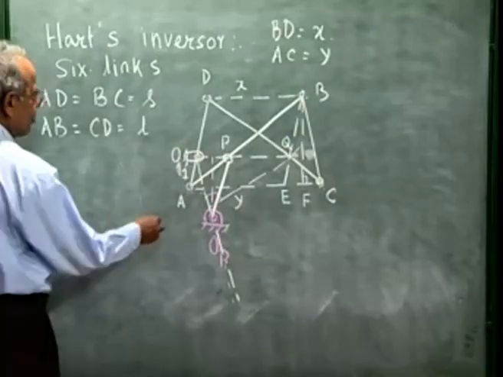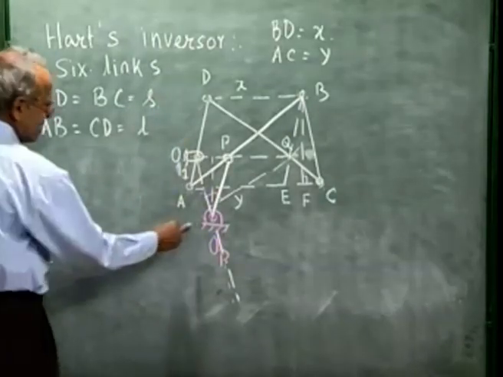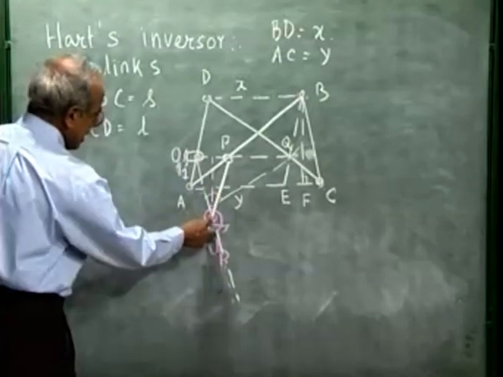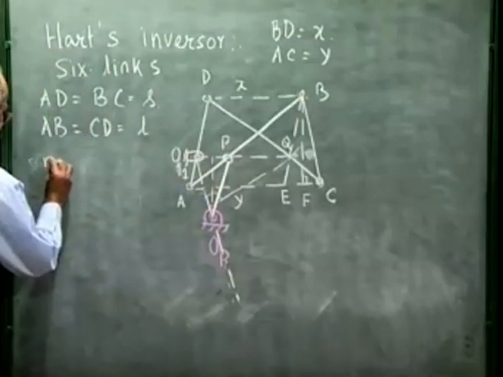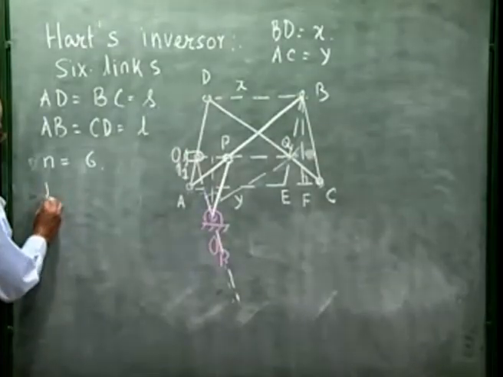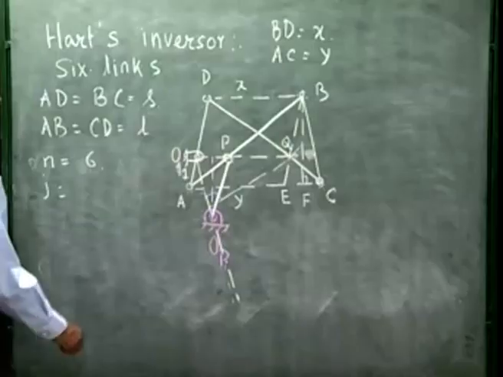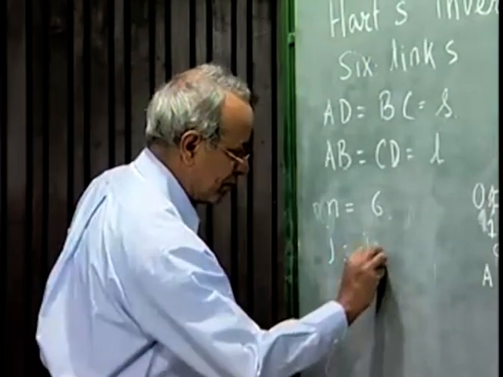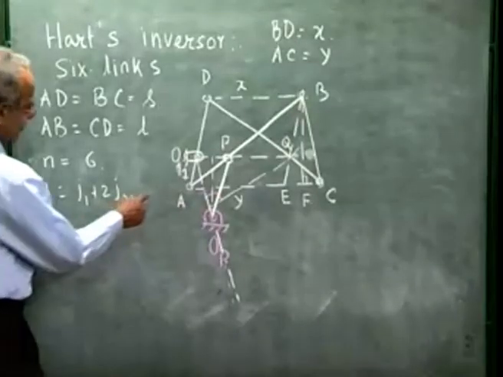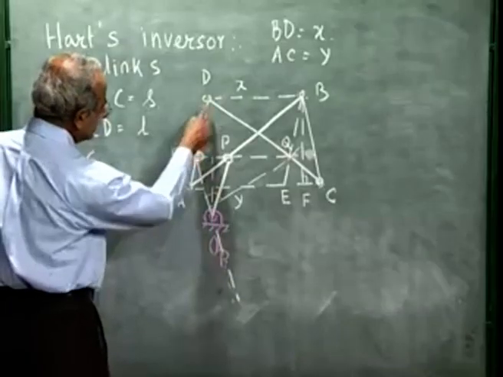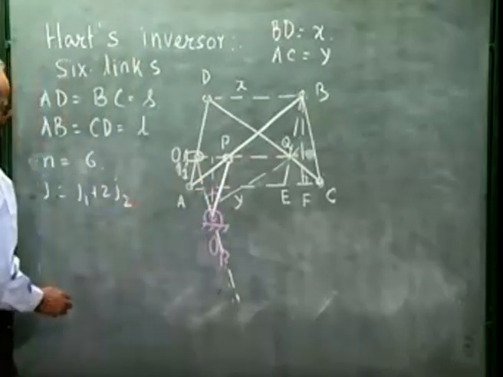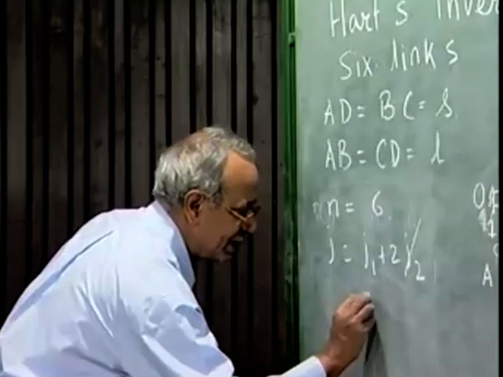Let us see how many links we have got in the Hart inversor. The fixed link, these 4 links that constitute the first antiparallelogram, and I have added one more link. So N is 6. Let me count J. J is J1 plus 2 J2. As we see, we have 1, 2, 3, 4, 5, 6 and 7, and all of them are simple hinges. There is no J2, J2 is 0 and J1 is 7.